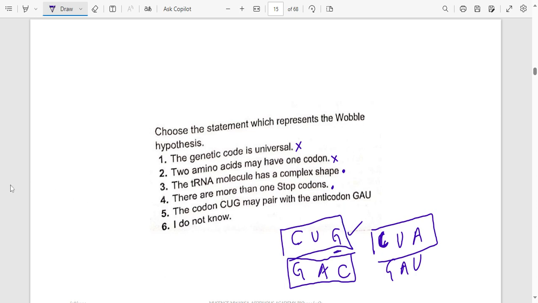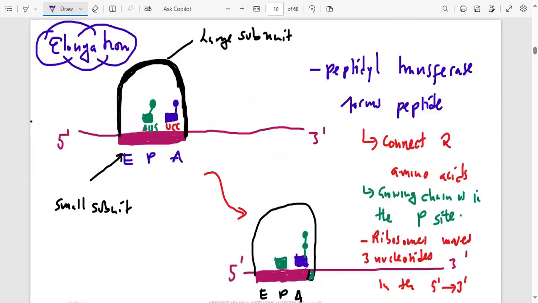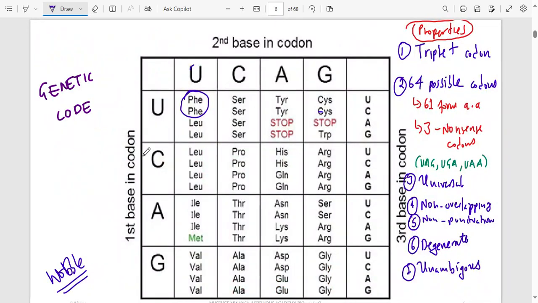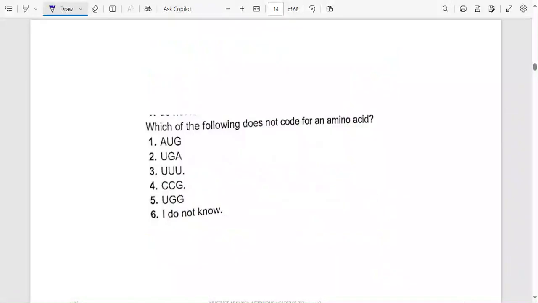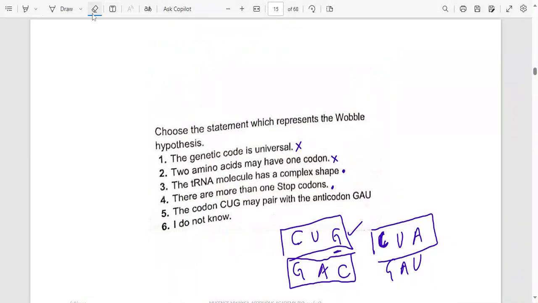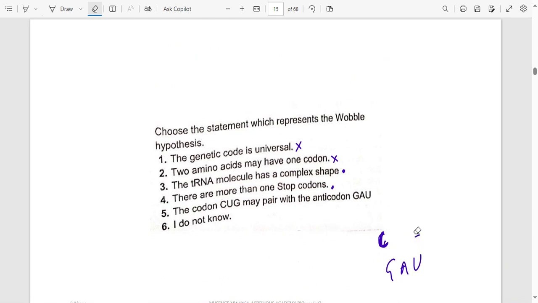Are they producing the same amino acid? CUA and CUG. CUA is giving you leucine. CUG is also giving you leucine. You can see the third position is different, but we are getting the same amino acid. That's what we call the Wobble hypothesis. Do you understand this? Do you get that? Or should I explain again? Okay, excellent.